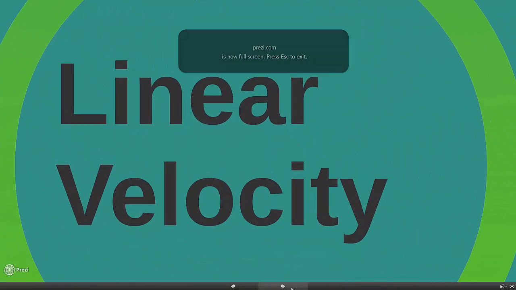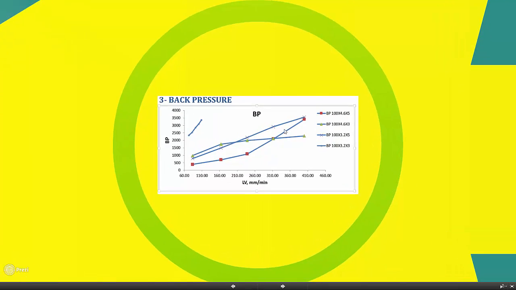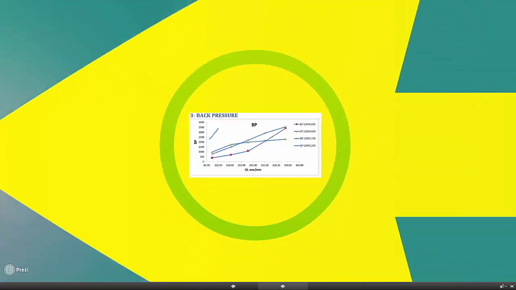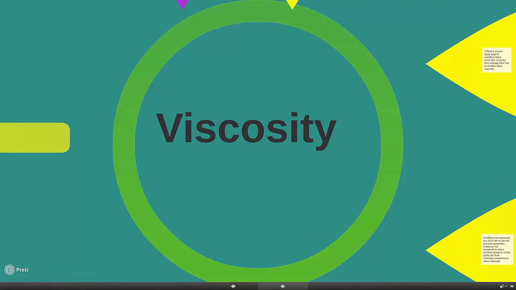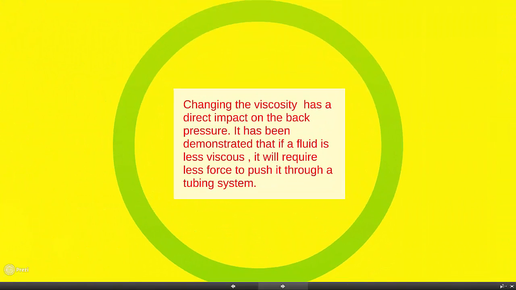Back pressure also depends on linear velocity. You can see if you increase linear velocity, you increase back pressure. It also depends on viscosity. So if viscosity changes, then the back pressure will change. A less viscous fluid requires less force to push through it, ultimately reducing pressure.